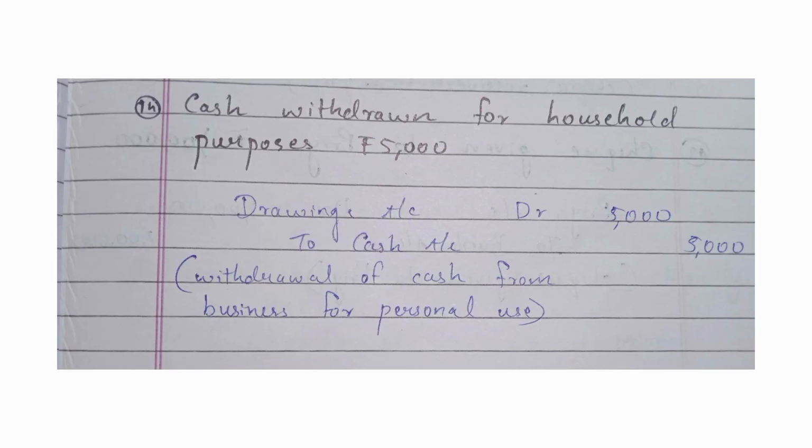The next one is cash withdrawn for household purpose, rupees 5,000. In the previous case it was for business purpose. Here it is household purpose, meaning personal use, right? We have discussed it earlier, the word for that is drawings. So the journal entry will be drawings account debited to cash account. Narration is withdrawal of cash from business for personal use.